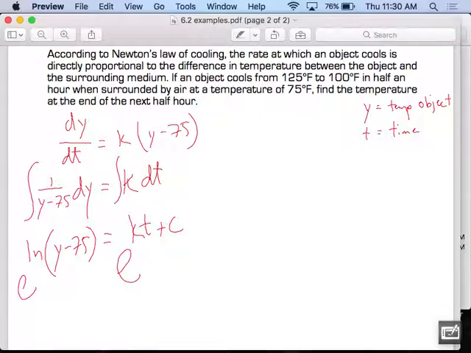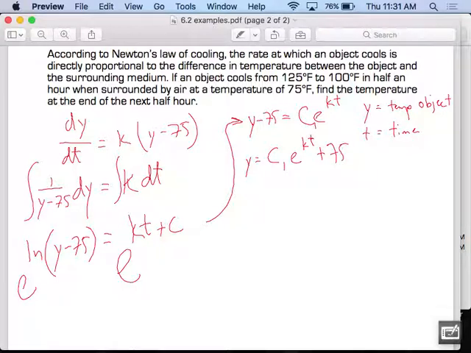E to the power trick. By now this should start becoming a little bit easier. I made a big jump there. Is everybody okay with that jump? Remember, e to the kt plus c can be split into e to the kt times e to the c, and e to the c is the same thing as c. I just put a sub 1 in there so we can tell the difference between the two. Which means that y is equal to c sub 1 e to the kt plus 75.